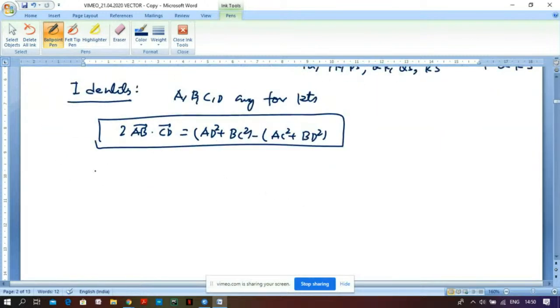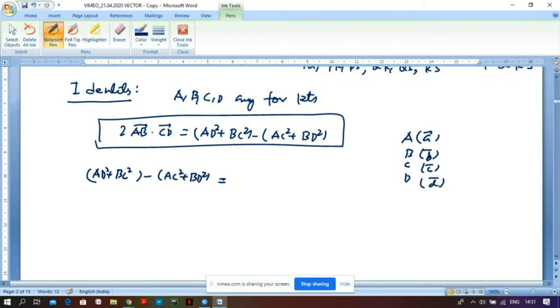Let's consider the right hand side. So I'll write AD square plus BC square minus AC square plus BD square, and let us assume that A, B, C, D have position vectors A, B, C, and D. You can take one of them 0 also. That may simplify calculation a bit, but that will be at the cost of symmetry. So to preserve symmetry, I'm not taking any one of them as 0, although that is of course favored many of the times.